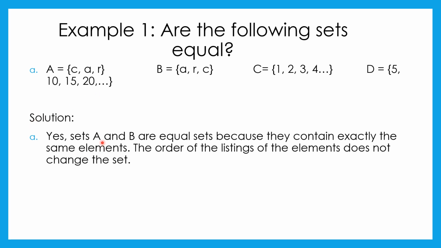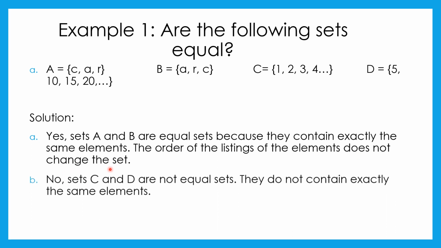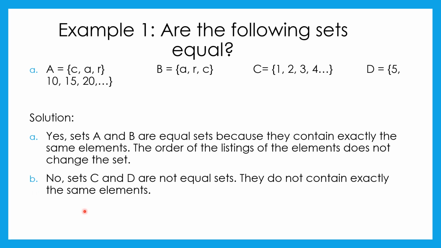Yes, sets A and B are equal sets because they contain exactly the same elements. The order of listing of the elements does not change the set. Sets B, C, and D are not equal sets. Why? They do not contain exactly the same elements, so they are not equal.